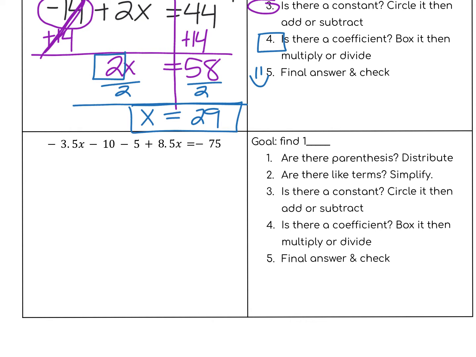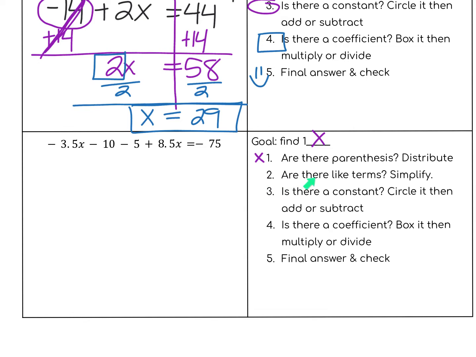Alright, here's the next one. So I look at my equation. My goal is to get one of the variable. So I identify what the variable is. My variable is x. So I want to find what 1x is. My first question says, are there parentheses? So I'm looking through my equation. Nope, no parentheses. Don't need to do that step.